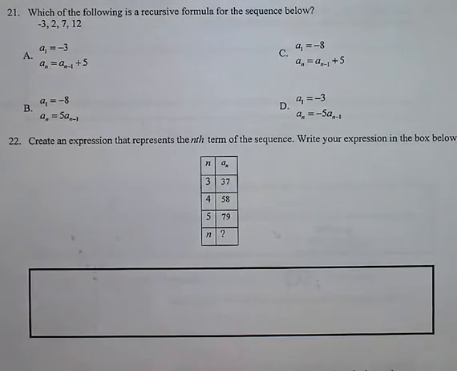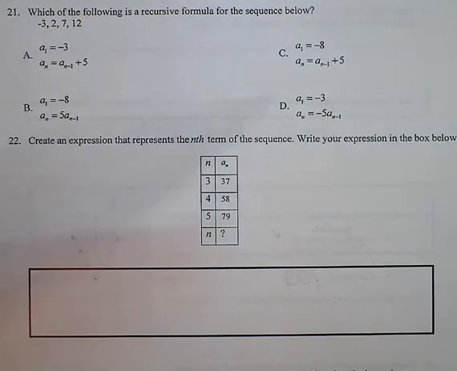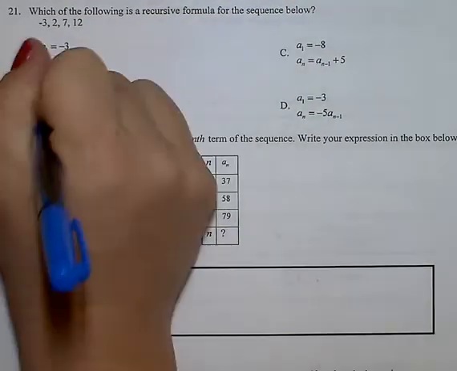Here's why this is important. Which of the following is a recursive formula for the sequence below? So first of all, let's see what can we cancel out. So what's the first term in this sequence? Let's check. Do they all have -3? Anything that doesn't have -3, cancel out. Good test practice.